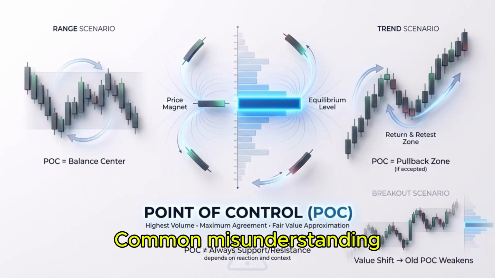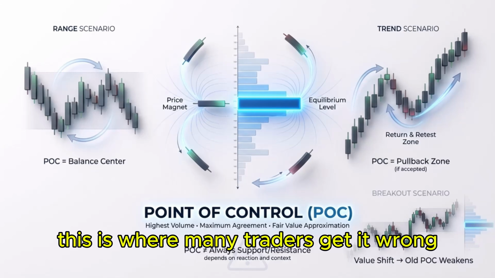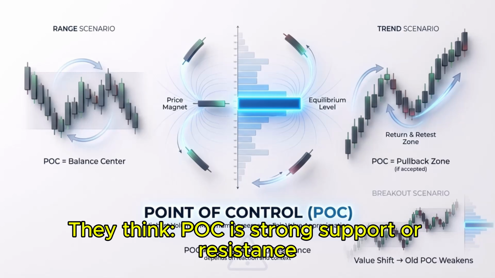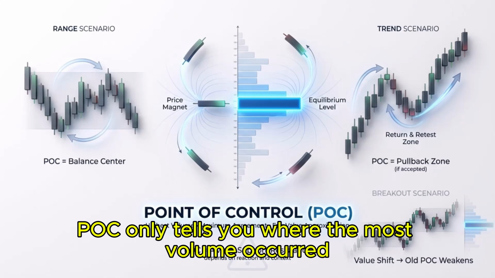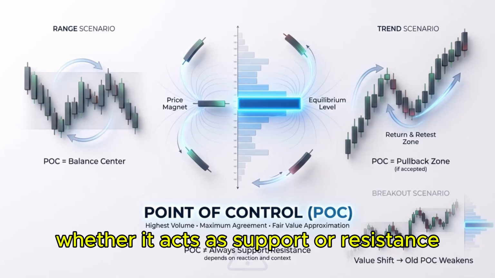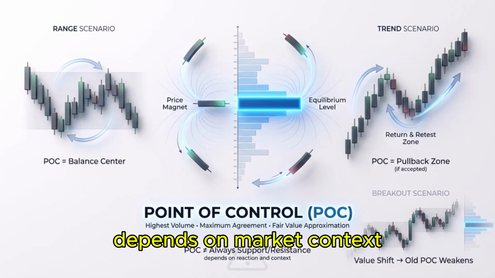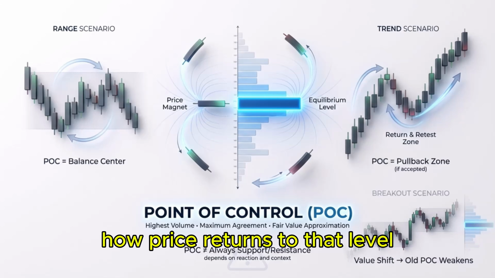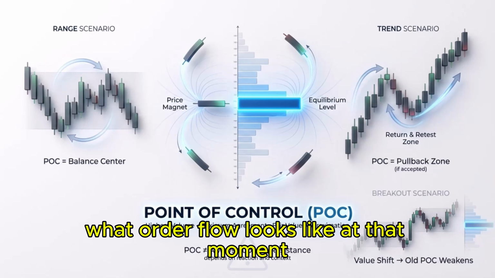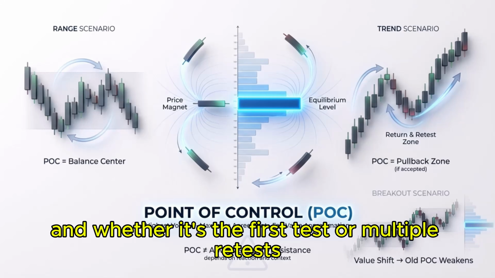Common misunderstanding. This is where many traders get it wrong. They think POC is strong support or resistance. That is not always true. POC only tells you where the most volume occurred. Whether it acts as support or resistance depends on market context. Are we trending or ranging? How does price return to that level? What does order flow look like at that moment? And is it the first test or multiple retests?